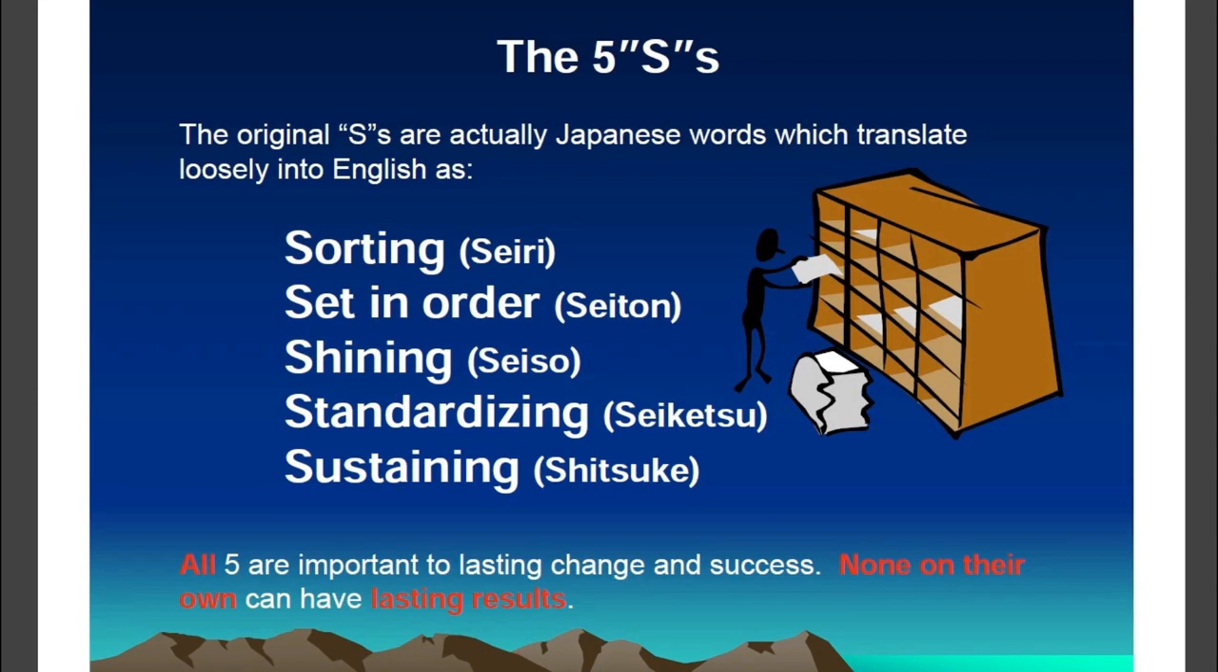What are the 5S? The original five S are actually Japanese words which translate loosely into English as sorting, set in order, shining, standardizing, sustaining. All five are important to lasting change and success. No one on its own can have lasting results.